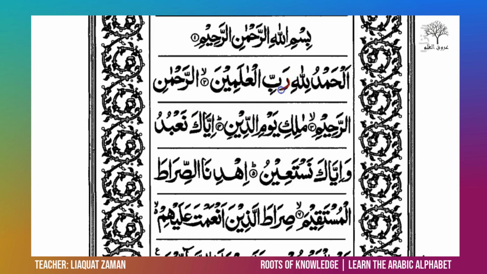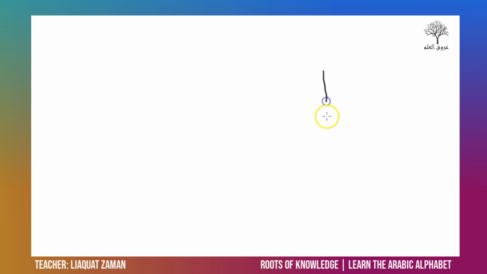So let's look at the surah then. So in Surah Al-Fatiha, Rabb, notice the Shaddah on the top, Bi. So you pronounce it as double. Rabb, Bi. Okay, so that's one example. Let's try another example then.